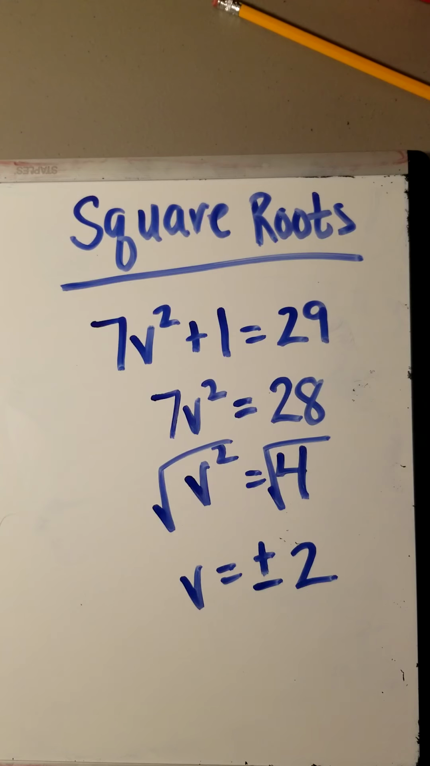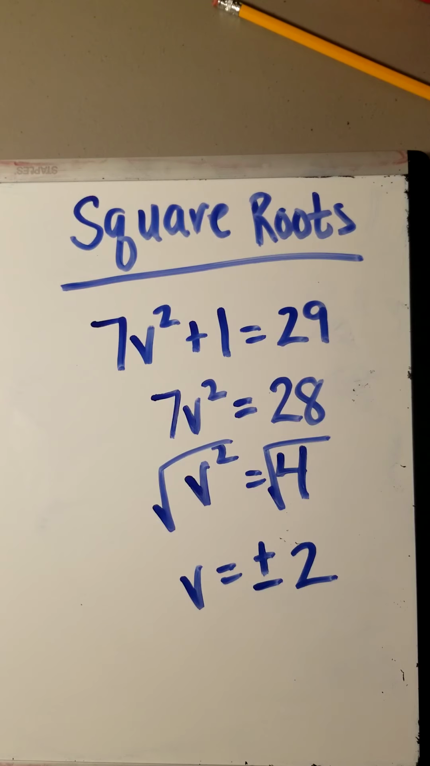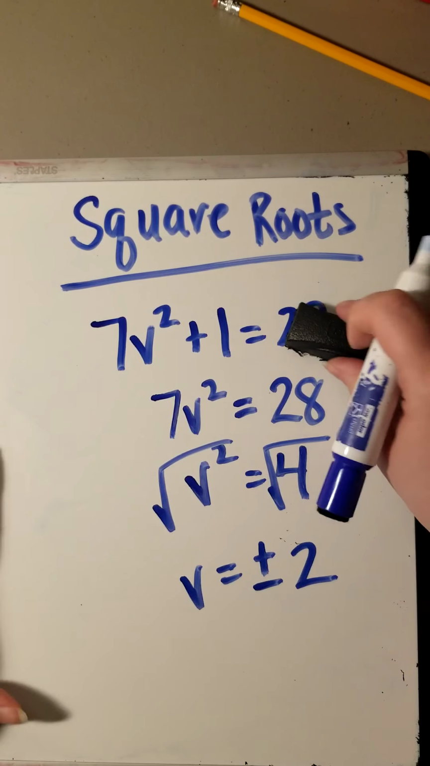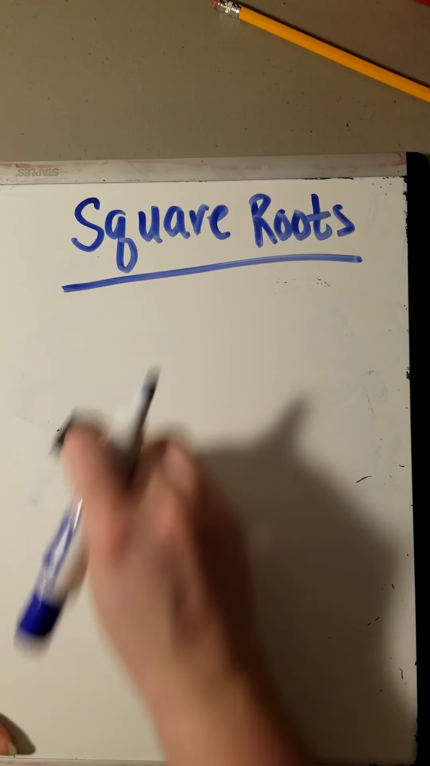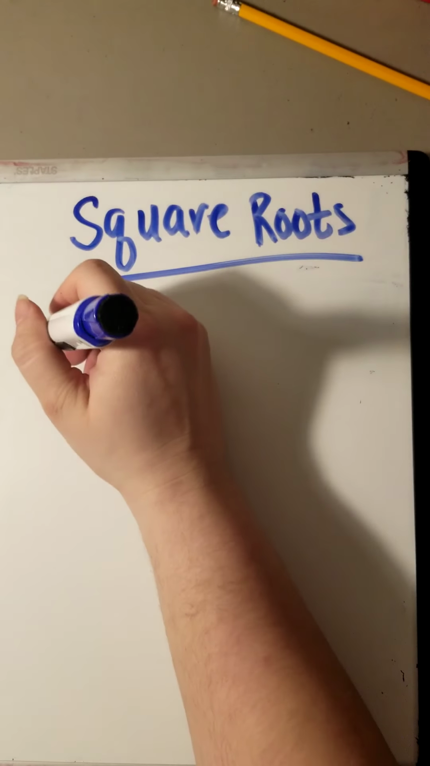However you need to do this in order to get the v by itself, just go ahead and do that. But there is something that's kind of interesting to note, and that's with square roots, you end up with kind of 3 cases. First case.